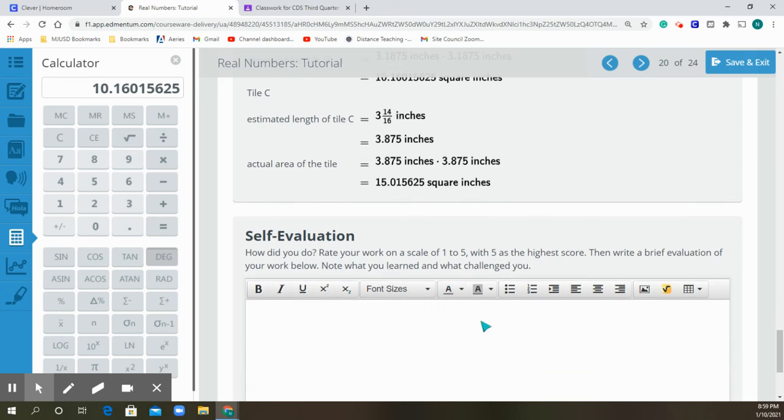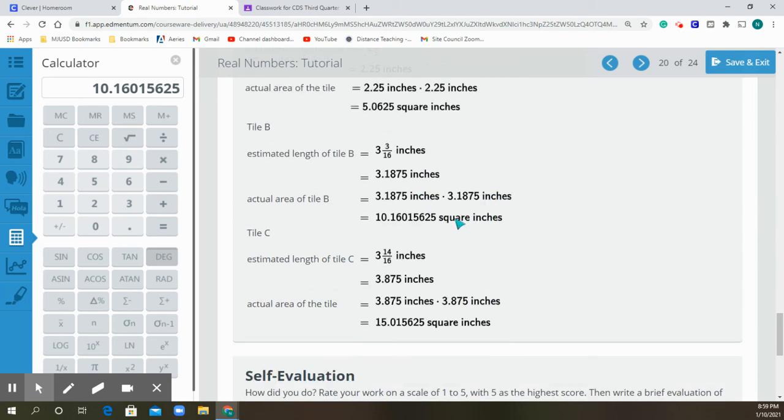Evaluation. This is real easy to get lost. It's real easy to forget what we're doing and what the numbers mean. So I highly recommend you use a pencil and paper and keep those equal signs straight up and down and label what it is you're talking about.